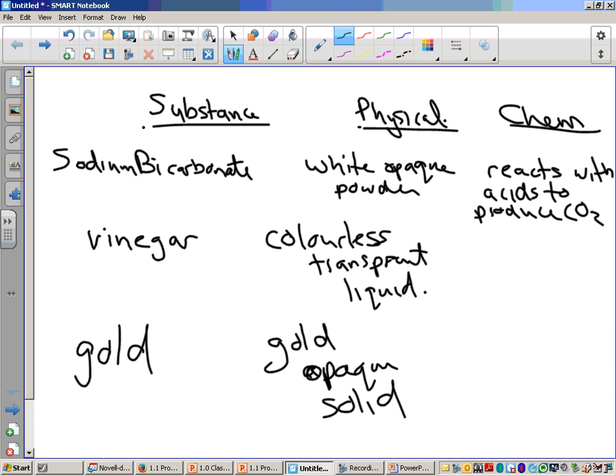Vinegar, we could say it reacts with sodium bicarbonate to produce CO2. That's fine. It is corrosive. It could ultimately corrode metals, et cetera, et cetera. So I'm just going to put corrosive.